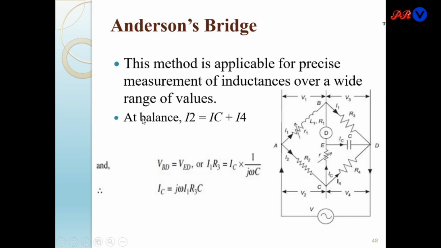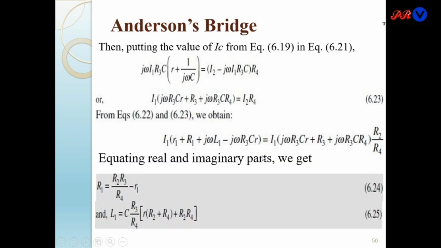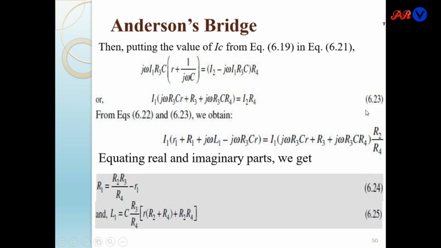So we have already calculated the value of IC here. This IC will be put first in equation 6.20 and then in 6.21 to get other equations. If we put IC from 6.19 into 6.20, we will get this equation, and if we put IC from 6.19 into equation 6.21, we will get these equations. So we have two new equations, 6.22 and 6.23.